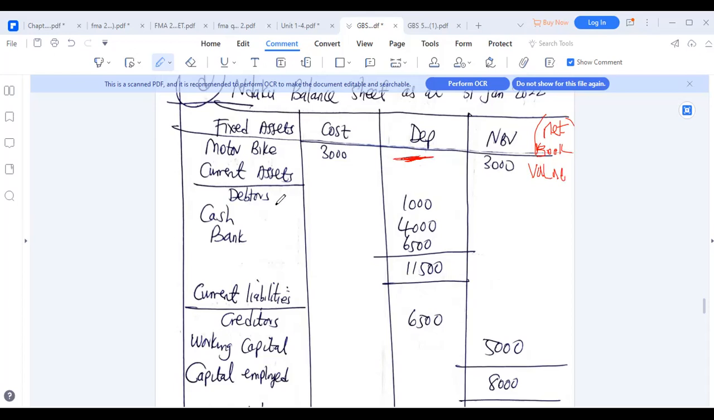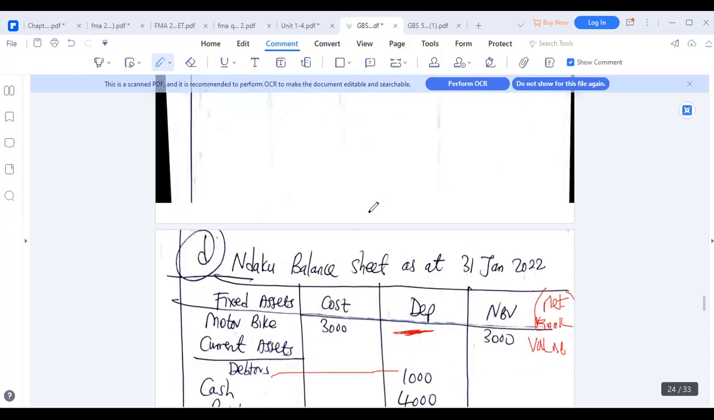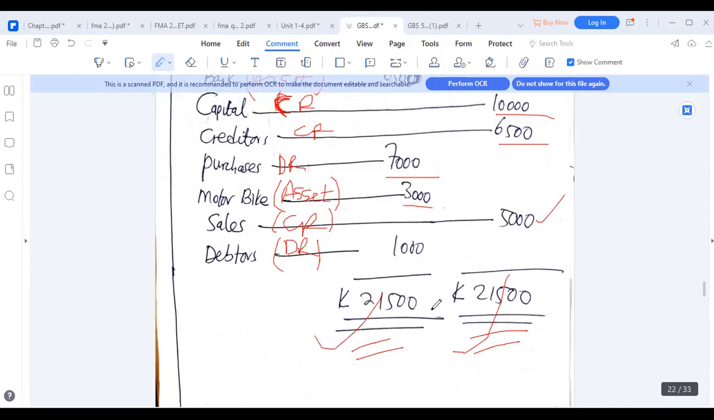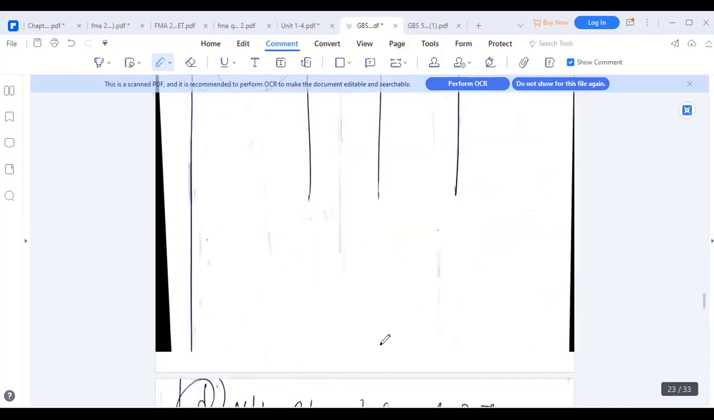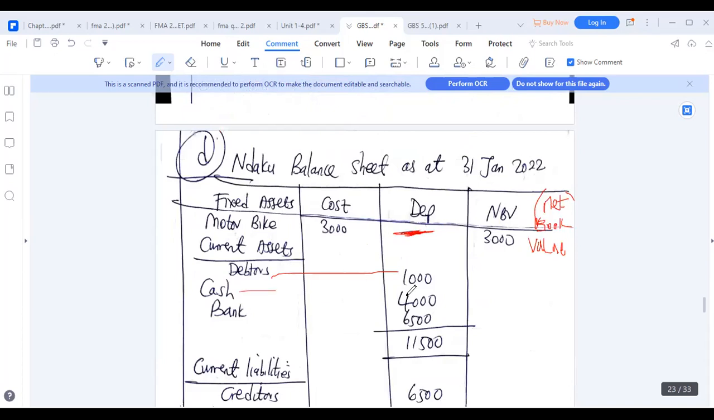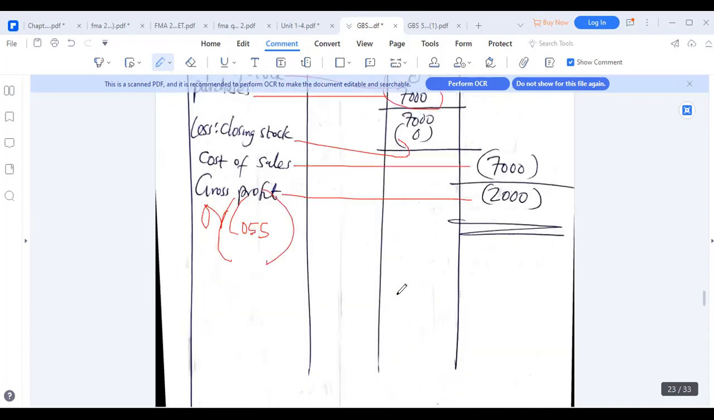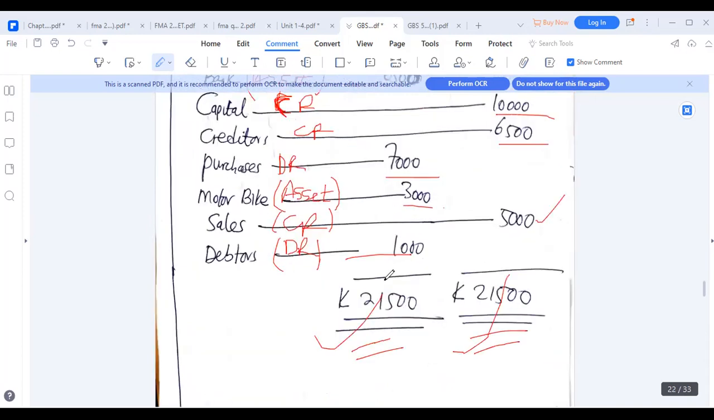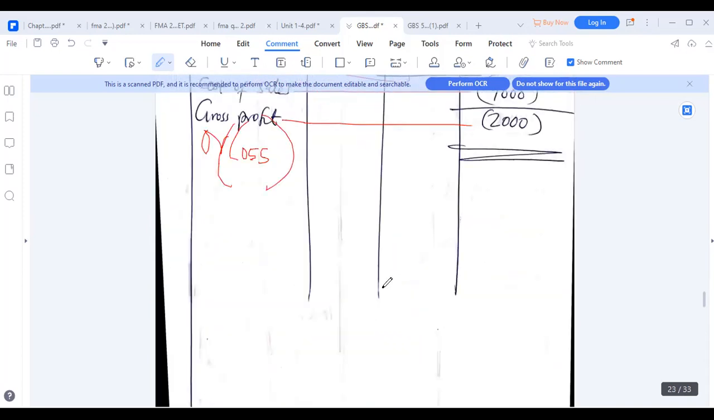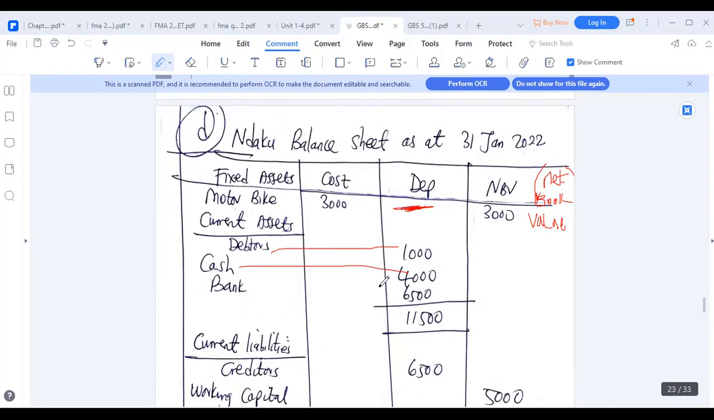For the current assets, we have the debtors of 1,000 from the trial balance. Then we also had cash of 4,000. Then getting down to the other item here, the bank was 6,500. The total comes to the total current assets.